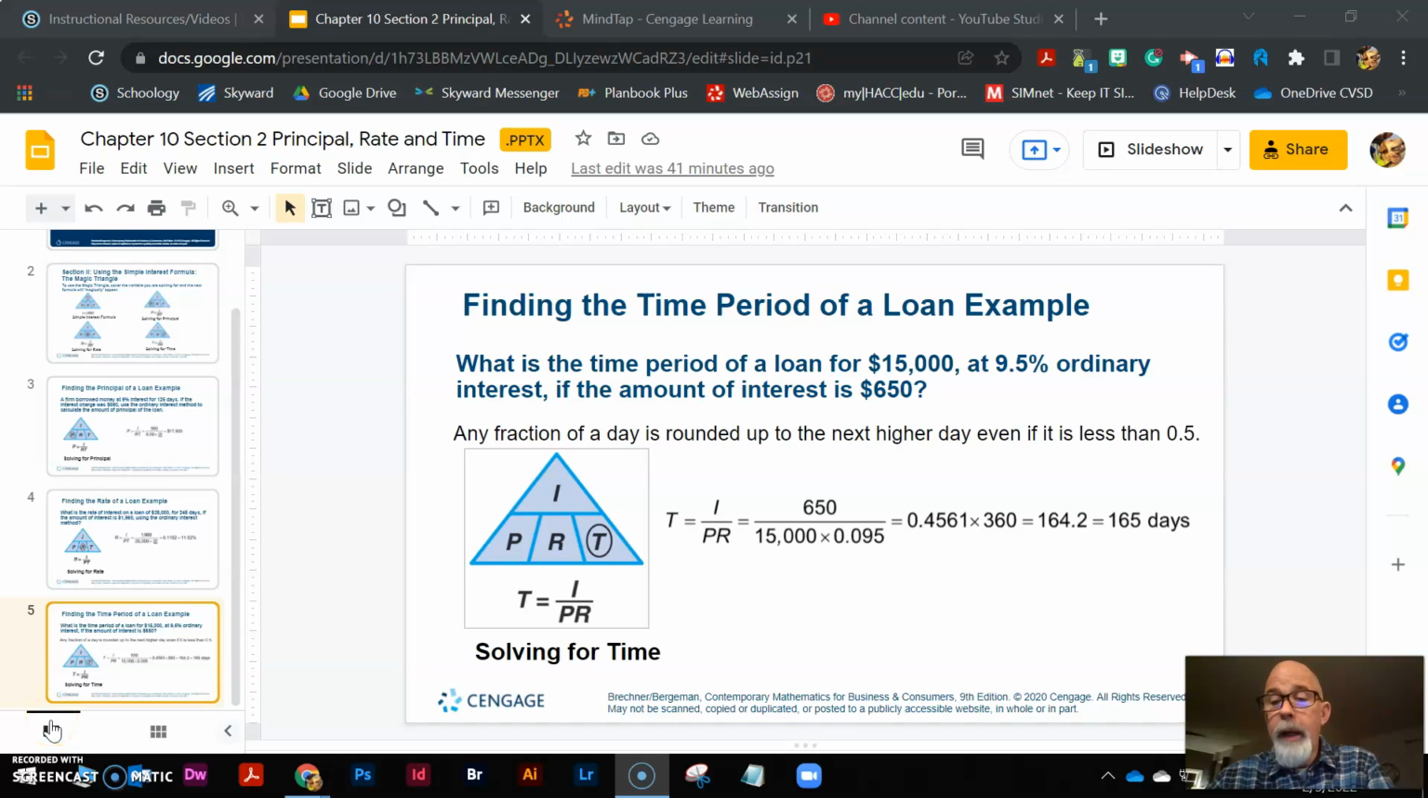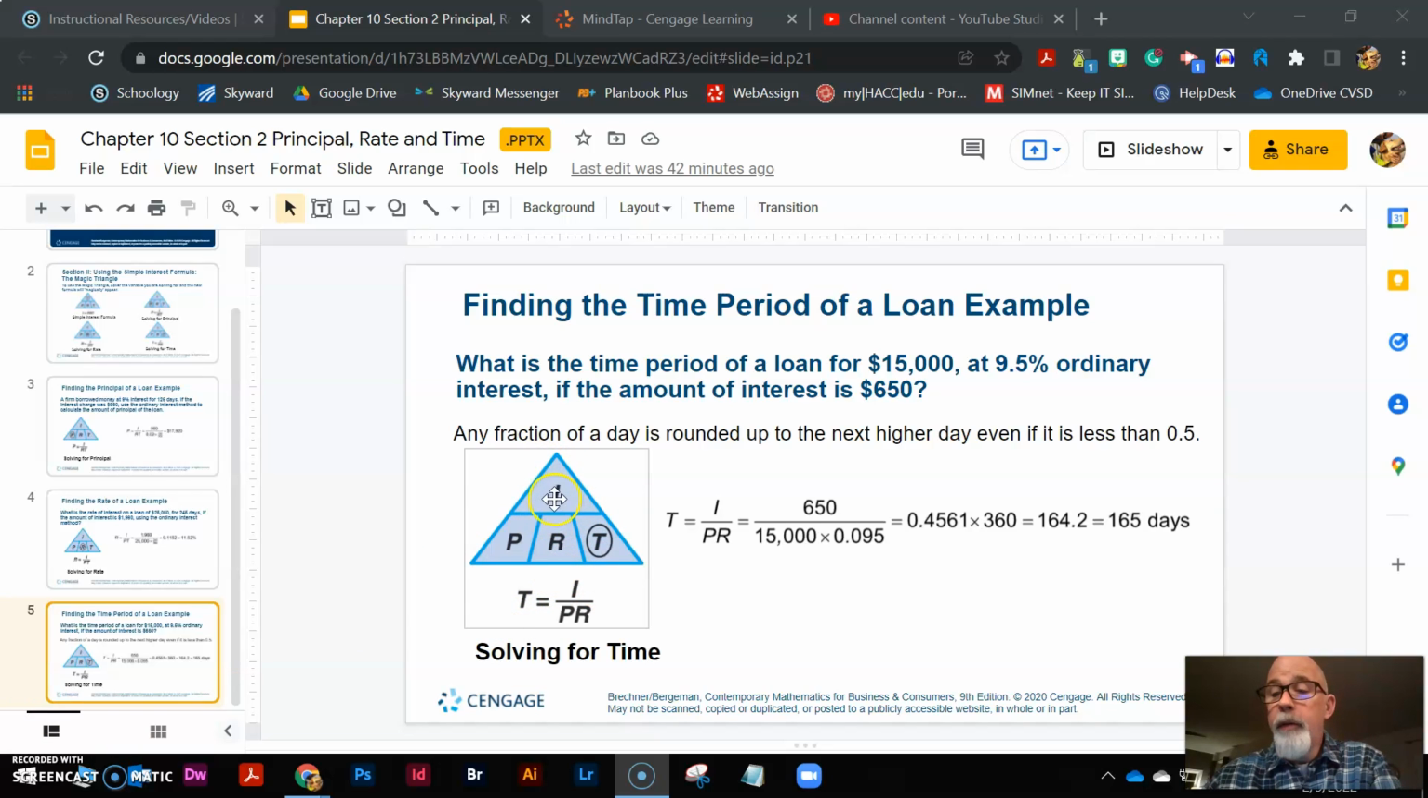The last part here in section 2 is how you want to solve for time. This will follow the same principle that we just used for rate and also for principal for a loan. However, one thing I'll point out is we will have to do one extra step at the end to get that conversion back for the number of days, whatever the case might be. But let me explain.